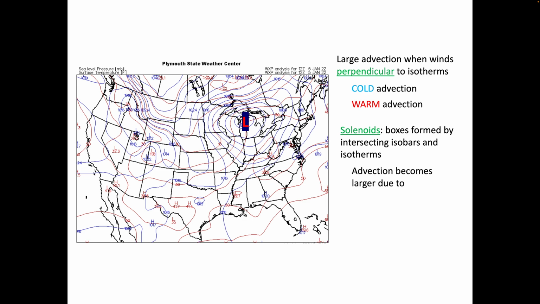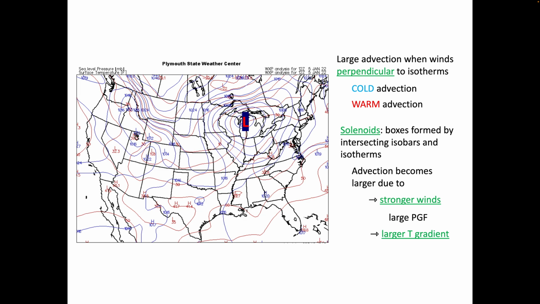So advection becomes larger when we have solenoids due to stronger winds, because the pressure gradient force is larger, the isobars are packed more closely together, and because you have larger temperature gradients, in better words, your isotherms are packed closely together so that the wind is very quickly and very effectively able to transport one temperature characteristic to a region with a different temperature characteristic.